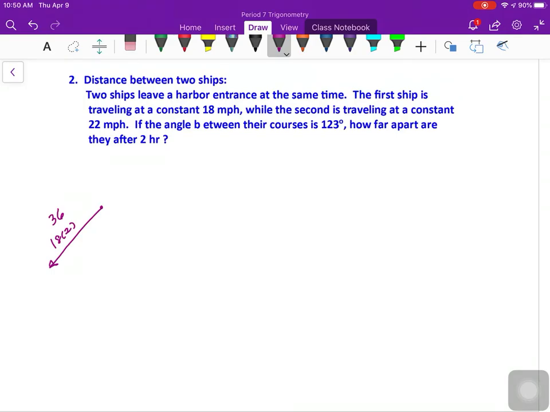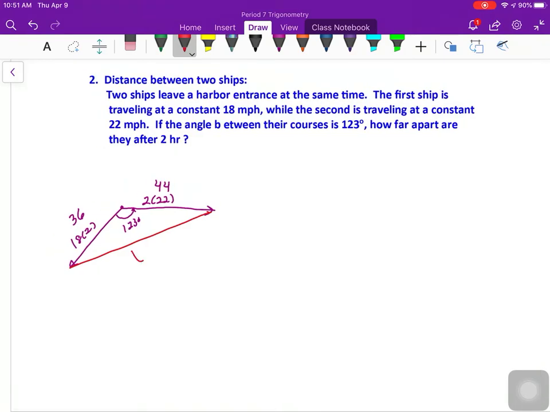So one of the ships is traveling at 18 miles per hour. We don't know the direction, but it's going 18 miles per hour for 2 hours. So that would be 36. And then the other ship is traveling at 22 miles per hour, and we know the angle between their courses is 123 degrees. And that one's traveling at 22 miles per hour for 2 hours, so 44. And then they ask us to figure out how far apart they are. So we're looking for the distance between these two.